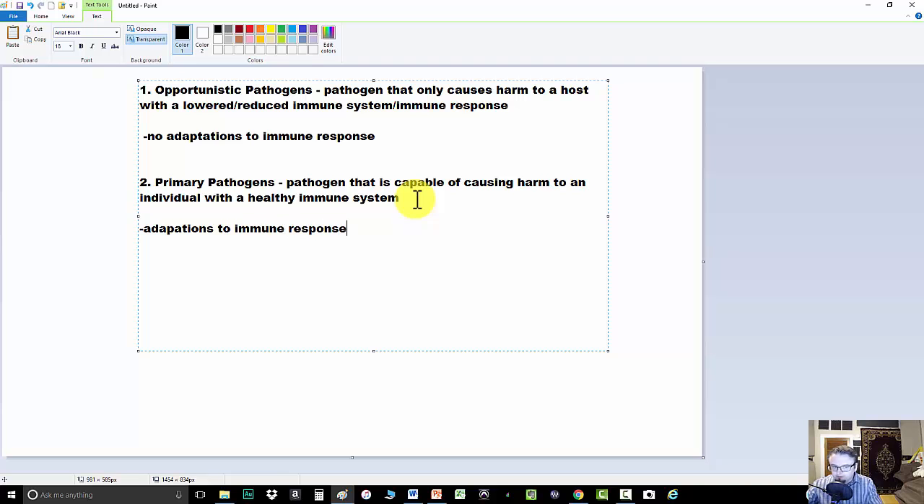I'm talking about this in a general sense. So let's be clear here. Not all primary pathogens are equal. And it does matter how healthy you are. Again, I'm speaking very general. People who are super healthy and have a really strong immune system can even fight off primary pathogens to an extent. But the difference in general is that they have adaptations to get around our immune response. Or I should say, let me add to this, adaptations to avoid the immune response. Okay, so that's kind of the general difference.